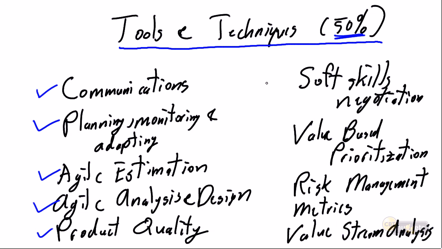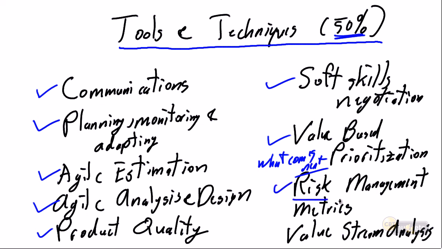We will talk about Agile soft skills, how we negotiate with the team, how we negotiate with the business, and how we keep our Agile projects on track. We'll talk about value-based prioritization. What comes next? How do we select the stories? How do we select the business functionality that's going to go into the next iteration?